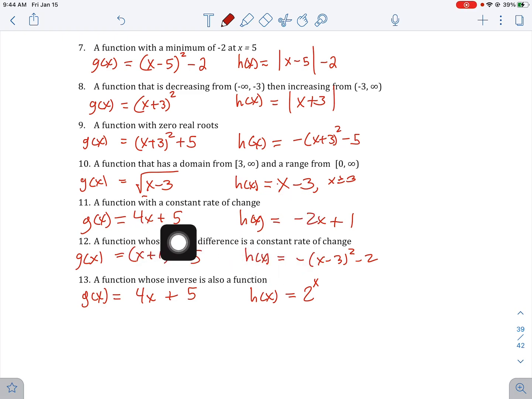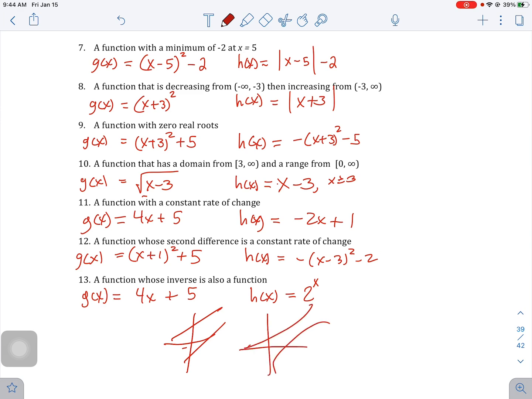Constant rate of change, how about linear? Second difference, how about quadratics? Function whose inverse is also a function. So you can picture here with 4x plus 5, something like that is going to have an inverse function, and 2 to the x, something like that is going to also have an inverse function.